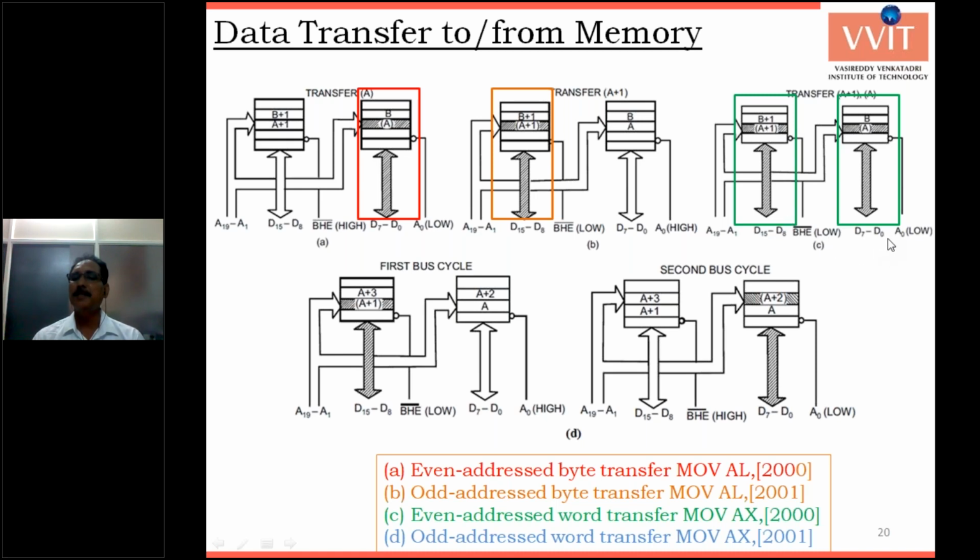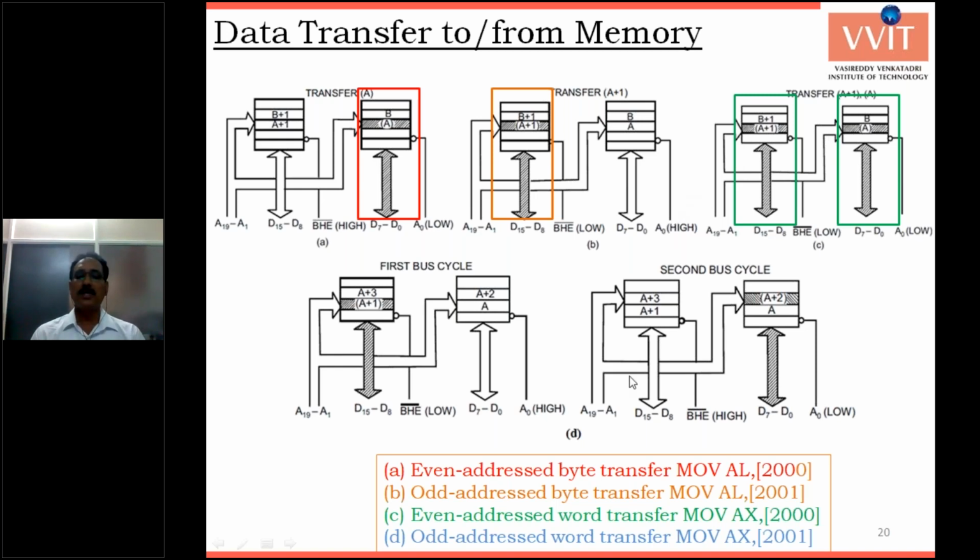Read that content, and it is transferred in parallel to D0 to D7, and also D8 to D15. It is served in parallel. The execution time is only 1 clock cycle, similar to an even address byte transfer from an even address location, or an odd address byte transfer from an odd memory location. At the same time, here is also a word.